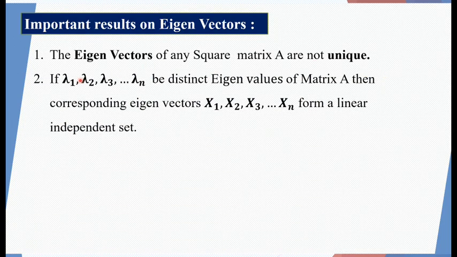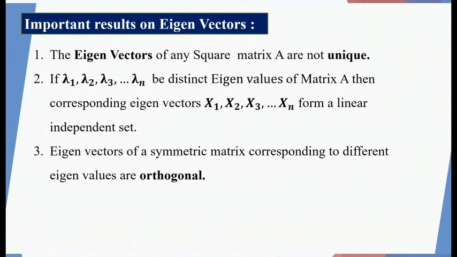Second one is: if lambda 1, lambda 2, lambda 3 up to lambda n are distinct eigenvalues of matrix A, then the corresponding eigenvectors x1, x2, x3 up to xn form a linearly independent set.